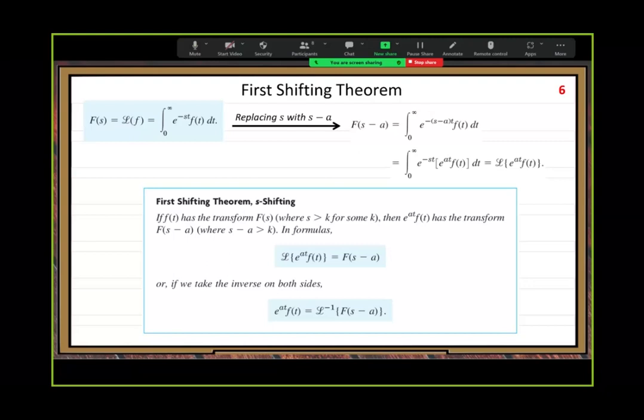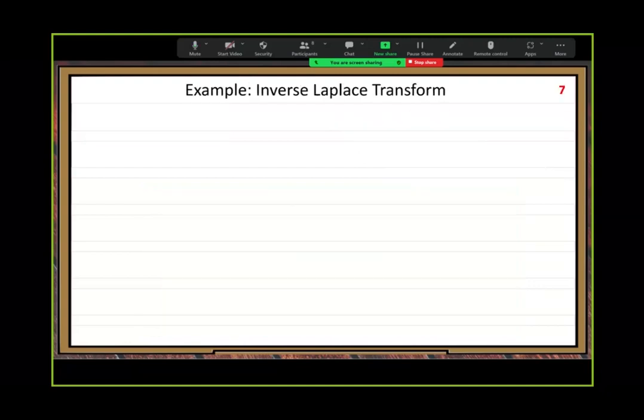Before we finish today, I hope you see a few calculation examples. Now we see examples of the inverse Laplace transform. So the first example, let's look at the inverse.